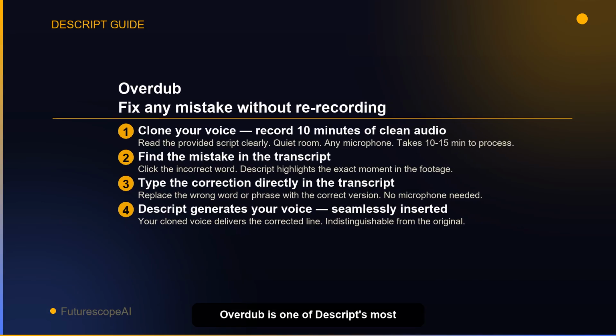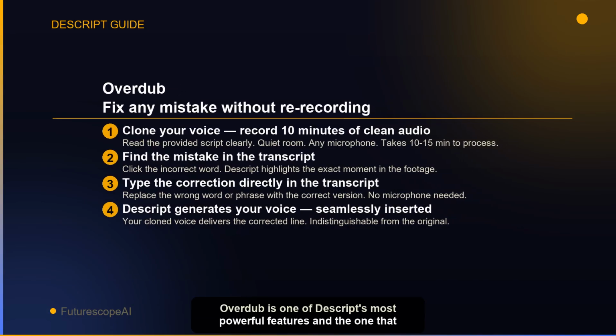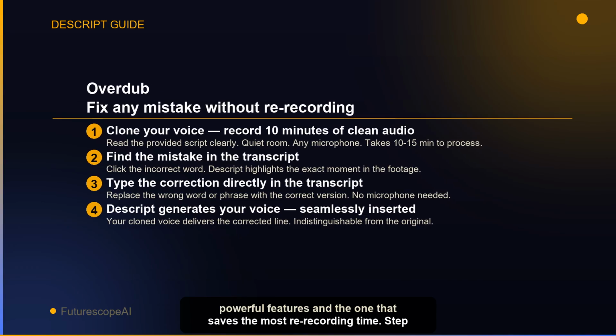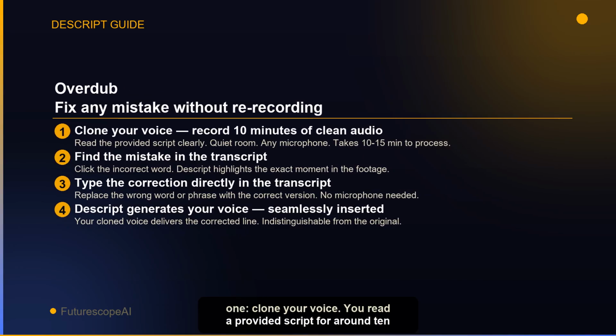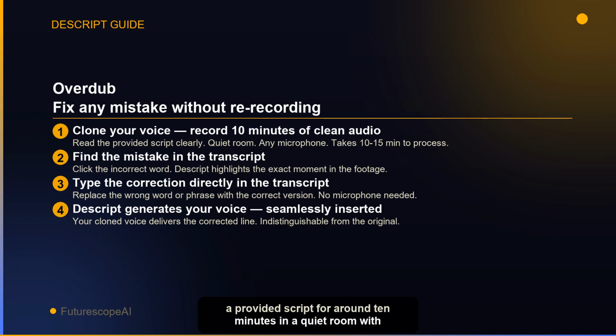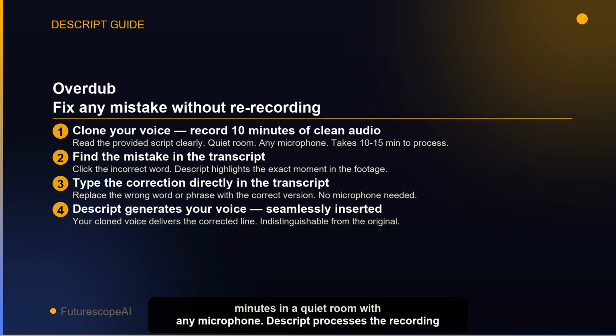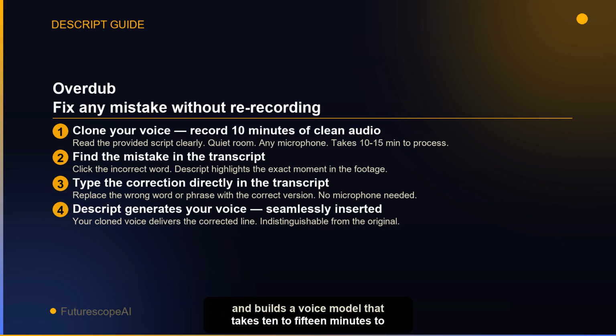Overdub is one of Descript's most powerful features and the one that saves the most re-recording time. Step 1. Clone your voice. You read a provided script for around 10 minutes in a quiet room with any microphone. Descript processes the recording and builds a voice model that takes 10 to 15 minutes to train.